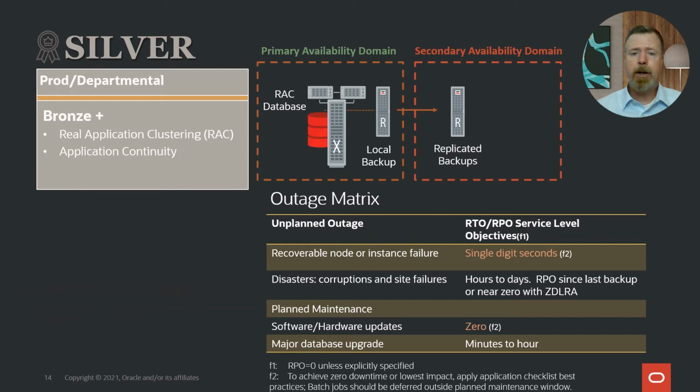So we have our diagram there. We can see it's very similar, but now we have RAC in the picture within our primary availability domain to take advantage of. And we can see instantly our recoverable node: if any of those servers were to fail, another node just picks up. So we're talking about single digit seconds or even zero with app continuity in the picture, which we'll talk about how that works in a moment. From a planned maintenance standpoint, we can now do rolling patching as well, and we get zero downtime associated with that as we roll through the different nodes.